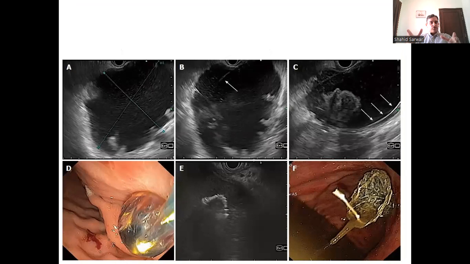That's one slide just to show how to handle infected necrosis or pseudocyst. These are the two complications which are associated with pancreatitis. They can be very well managed with endoscopic ultrasound-guided drainage and stenting, and this will avoid interventions and surgeries.